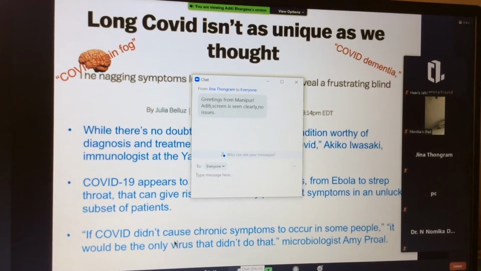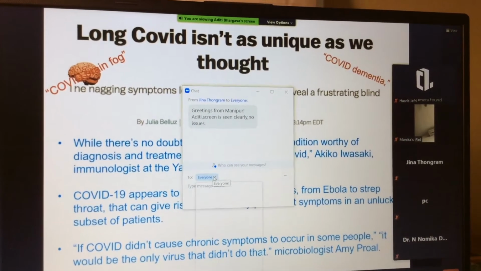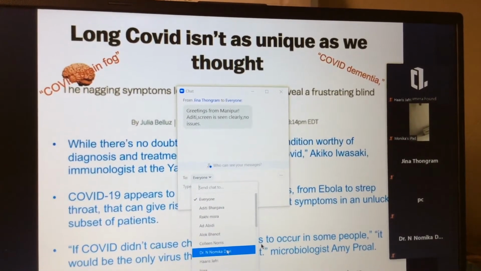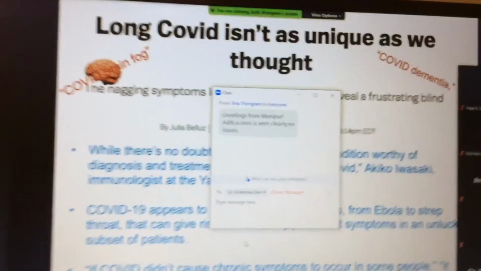And another microbiologist says that she would be surprised if COVID actually didn't cause chronic symptoms, because if that were the case, it would be the only virus that didn't do that.